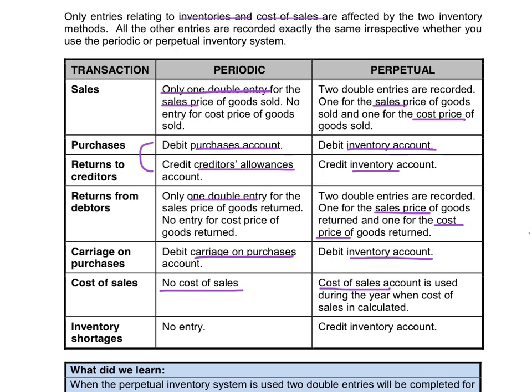Inventory shortages. In the periodic system, you won't record any entry for it because at the end of the financial year, your closing inventory will be less, and that will automatically increase the cost of sales. In the perpetual system, you will credit your inventory account because you want to reduce the value of your asset.